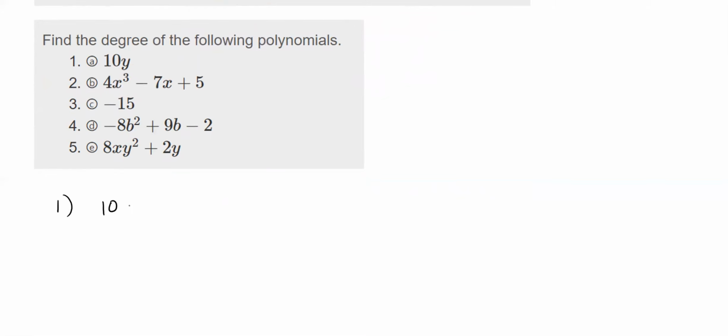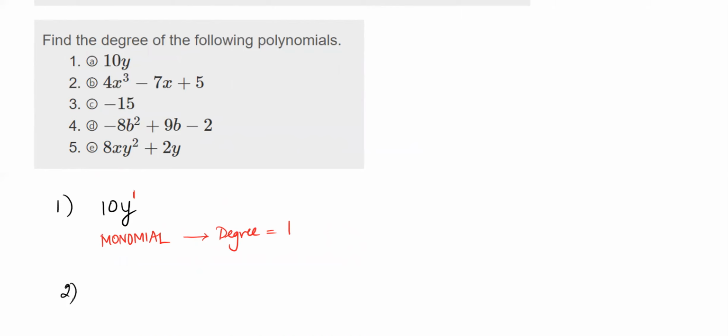10 times y. Okay, 10 times y. Now look at the power for y. I don't see any explicit power, which means the power is always a 1, right? So there is only one term. This is a monomial. Therefore, the degree of this monomial is simply a 1. We don't worry about the 10. The 10 is a coefficient. It's the number attached to the variable. We're not interested in that. We're only interested in the variables and their powers.